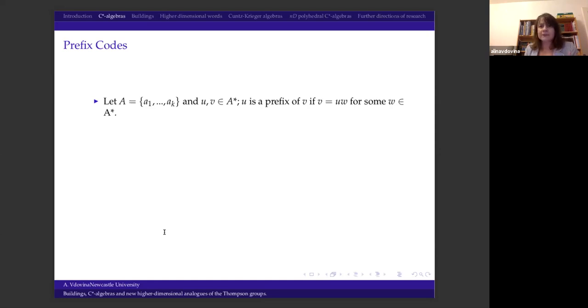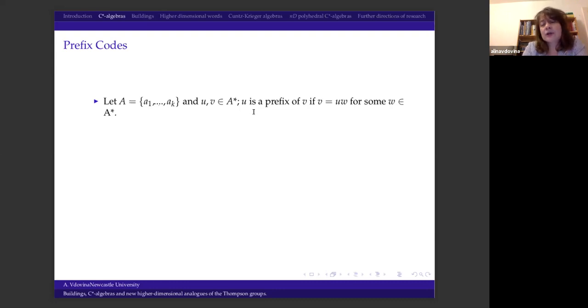Scott and Berger. So for me, it's easier to read how it was done by Berger in a paper of 2004, because this is the way we generalize it for higher dimensions, but this I will say a bit later. So far, let's have an alphabet A. And A star here is not a star algebra, it's just all finite words in the alphabet A.